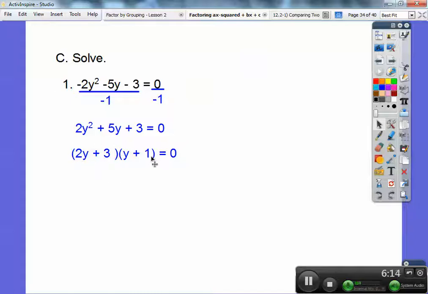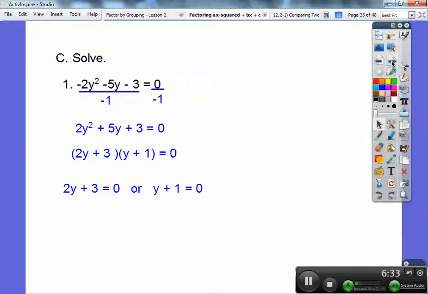So 2 times 1 is 2. 3 times 1 is 3, so 2y plus 3y gets me the 5y. So there it is, factored right there. I would have probably done smiley face factoring on that also. All right, so now we got to solve. Now that I have it factored, I'm going to set this 2y plus 3 equal to 0 and this y plus 1 equal to 0.